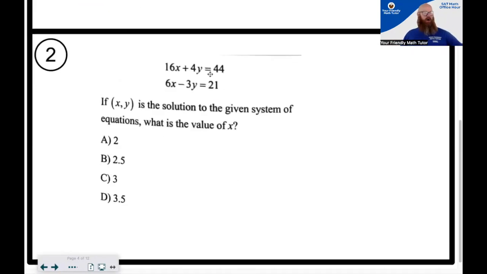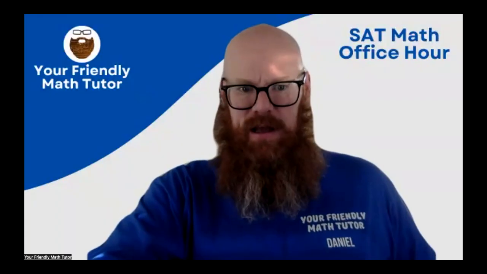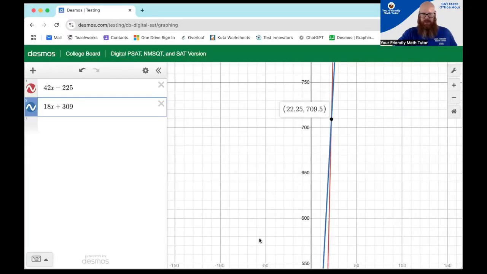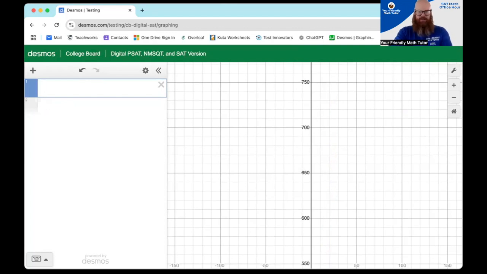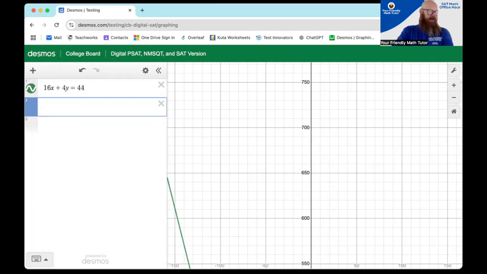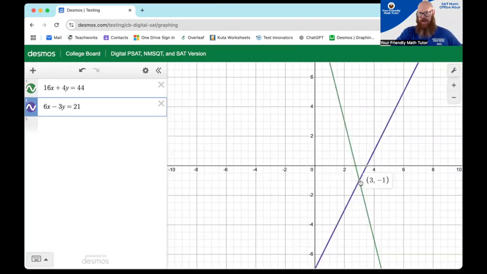Okay, now we look at one with a system of equations. So here's another one. If you want to use Desmos, you are simply just going to put this in exactly as it is. So we will open up Desmos here. And in the first one, I'm going to put 16x plus 4y equals 44. And then in the other one, I'm going to put 6x minus 3y equals 21. I'm going to hit the home to recalibrate it. And look, we have the x value of 3 and the y value of -1 is the intersection.